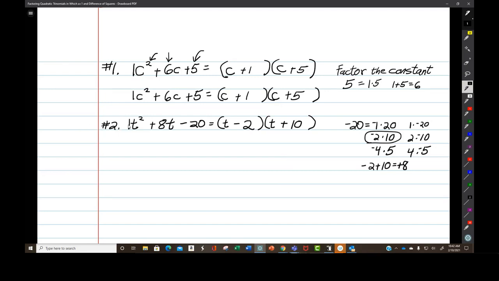When positive 1 is the leading coefficient and the highest power is 2, and you have 1, 2, 3 terms. Let's look at another one.